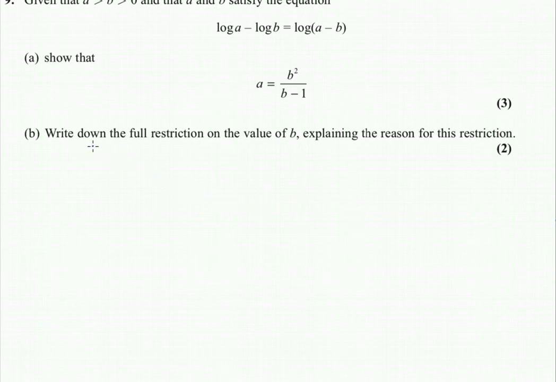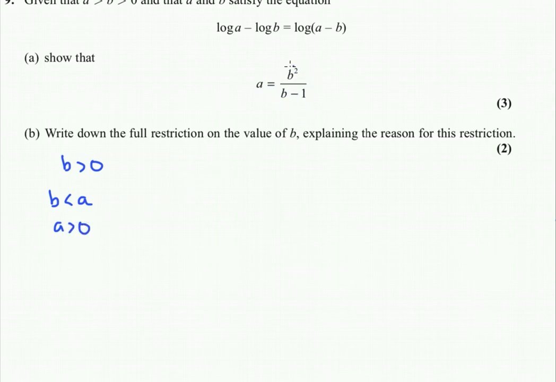Okay, part B then says write down the full restriction on the value b, explaining the reason for this restriction. So we already know that b is greater than 0, and we know that b is less than a. But if we look at this, the reason b needs to be bigger than 0 is because we're logging it, and you can only log numbers greater than 0, which means a needs to be greater than 0 as well.